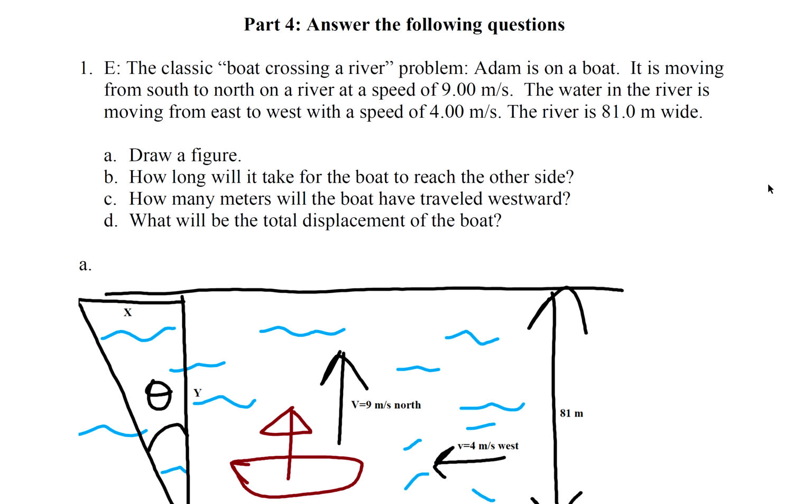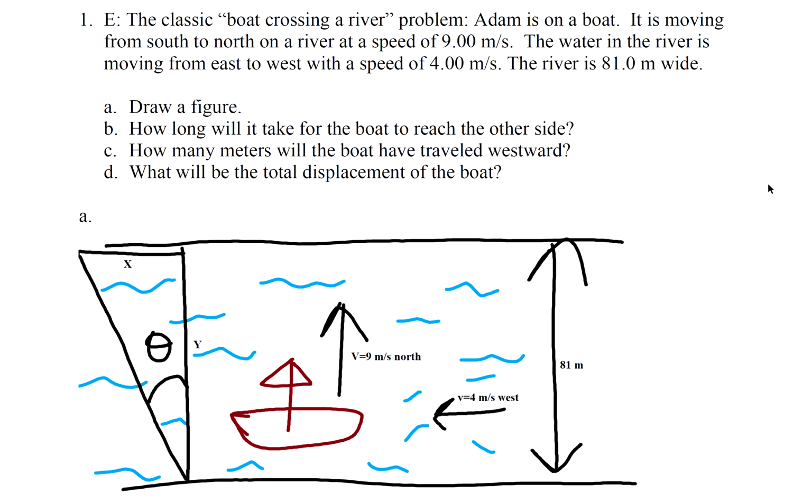So Adam is on a boat. It's moving from south to north on a river at a speed of 9 meters per second. The water on the river is moving from east to west with a speed of 4 meters per second. The river is 81 meters wide. So part A, draw a figure. This is my figure.